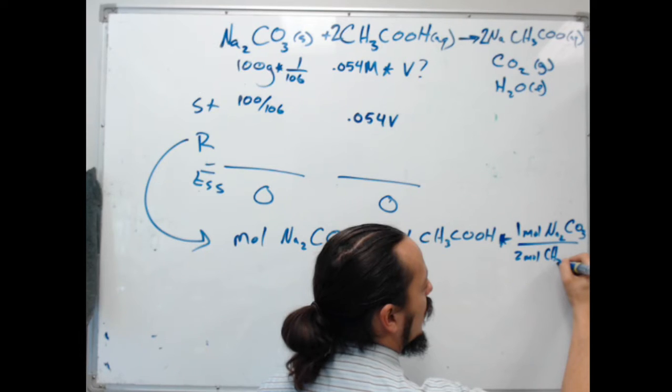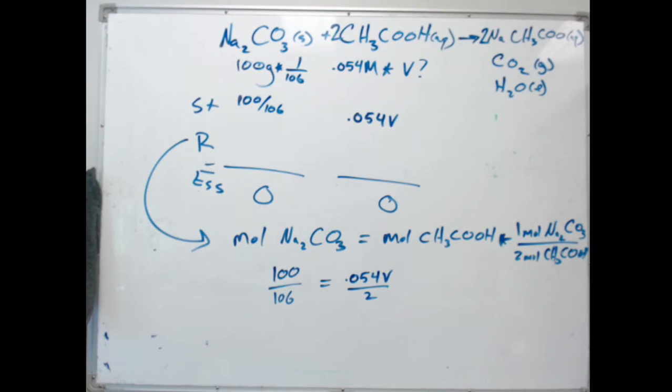Now I can plug in my information. I'm going to have 100 over 106 is equal to 0.054 V divided by 2. And of course you can all solve that equation. Right? Once we set up the algebraic expression, the problem is easy. But setting this up, the amount of conceptual work, the amount of thinking about chemistry we have to do to get to that point, that's the interesting part of the problem.